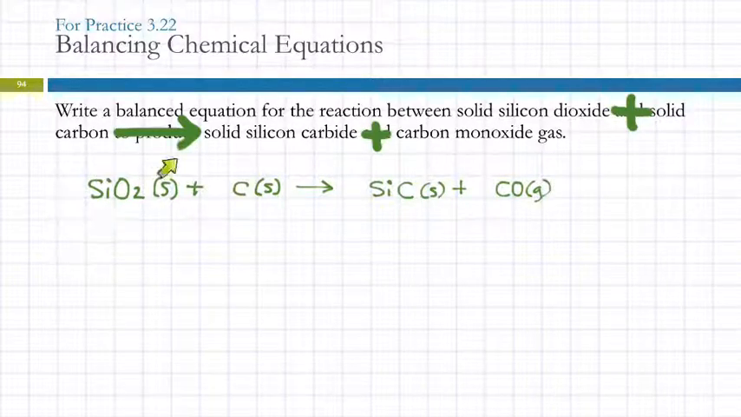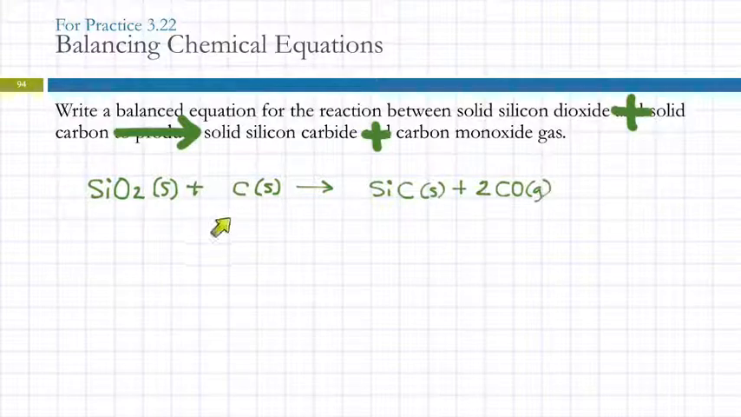So what we're doing is we're looking at how many silicon atoms are on the left side of the arrow? 1. And how many are on the right side? 1. Awesome. That one's fine. How about oxygen? There's 2 on this side and only 1 on this side. So how can I make that the same? I can put 2 in front of CO. We make 2 carbon monoxides. That'll give me 2 oxygen atoms. That changed the C, the carbon, but I hadn't done anything with carbon yet.